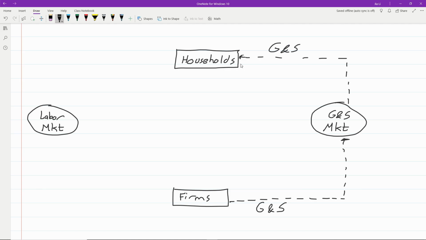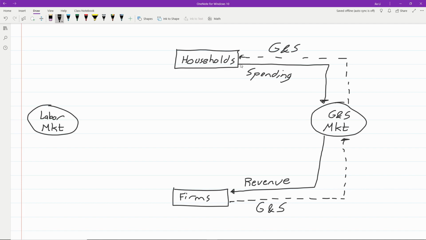Okay, now, of course, households have to pay for these goods and services using money, right? So this solid arrow represents the flow of money. Household spending is represented here by the solid arrow, and this money then goes to the firms as business revenues.